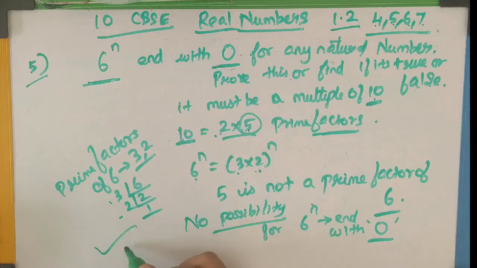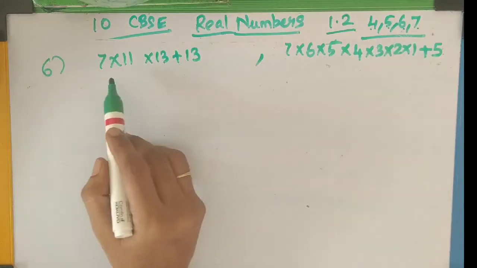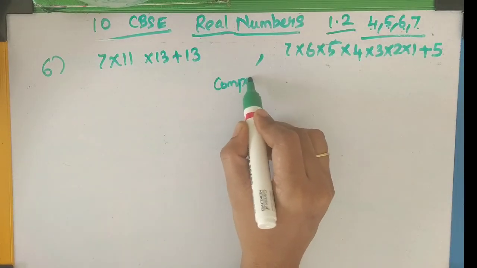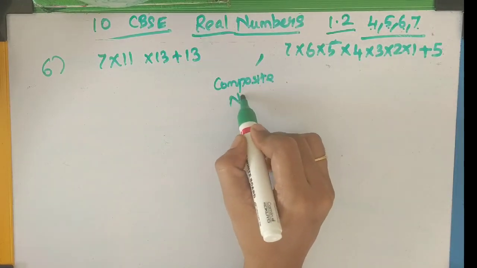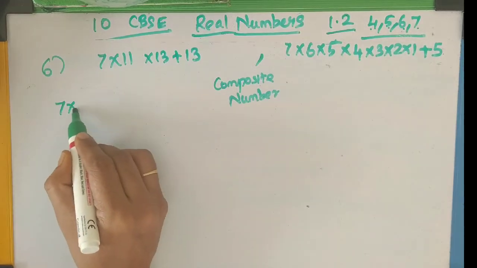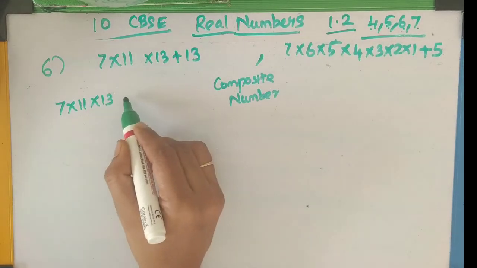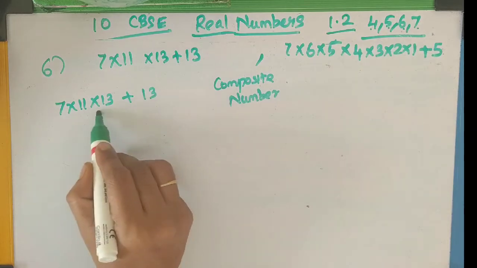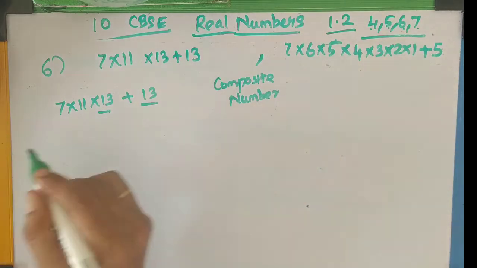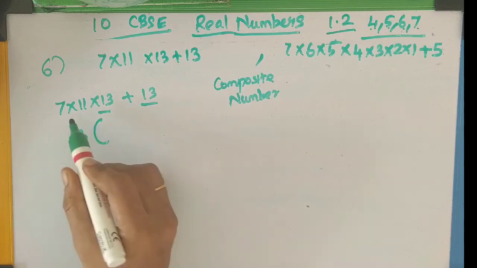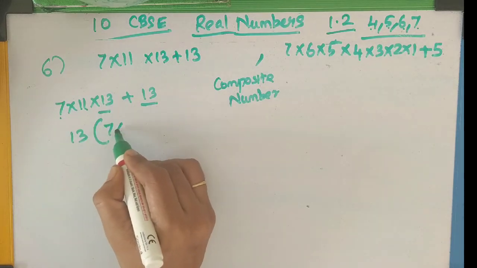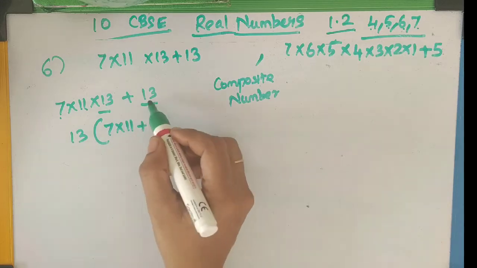Okay. Now let's go to the sixth question. Here two numbers are given and we have to prove that these numbers are composite numbers. The first number is 7 into 11 into 13 plus 13. Now I am going to take 13 as common out. So 13 into (7 into 11 plus ...). So out of this I am taking 13. So the remaining is 7 into 11 plus, when I am taking 13 out, what is the remainder here?